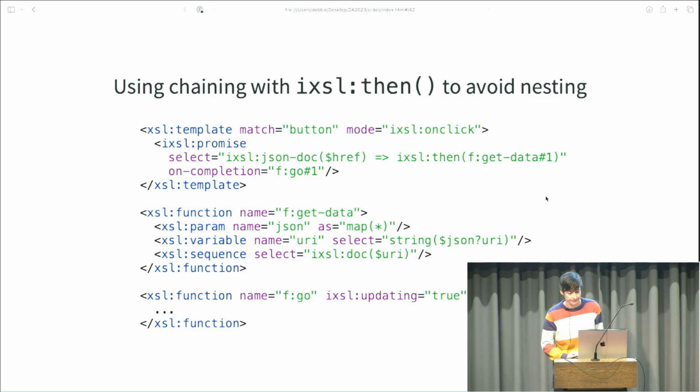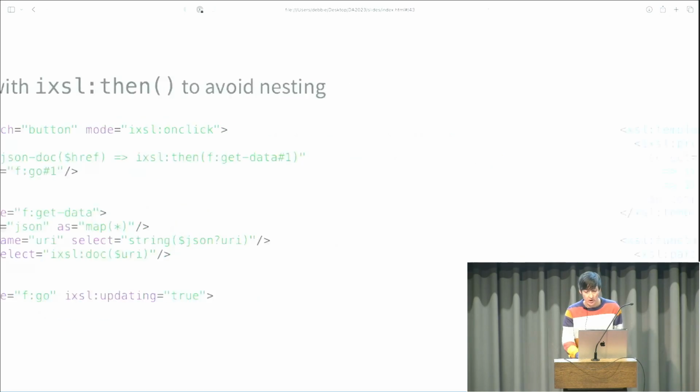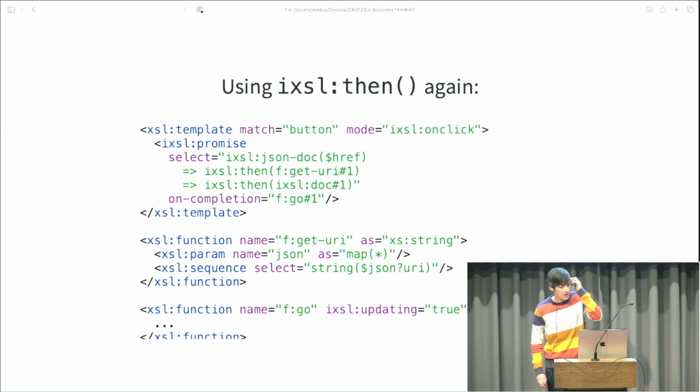Okay, so that looks okay, but we could do better. Let's extend your chain, or put some more steps in your chain. So in this one, you do the same first process of using JSON doc to get your JSON document. Then the next process is going to be, okay, I just want to get the URI out of that. And then once I've got the URI, I'm then going to call the doc function on that. So I've split out my get the URI function. And then that could look like this.